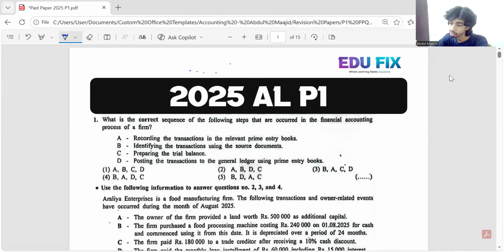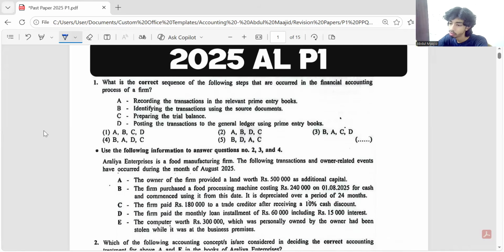So the 2025 A-Level Part 1 paper, question number 1. What is the correct sequence of the following steps that occurred in the financial accounting process of the firm? First of all, you will record transactions and prepare a source document as a proof of the transaction. Then, through the source document, you will record the transactions to the prime entry book according to the order of the date.